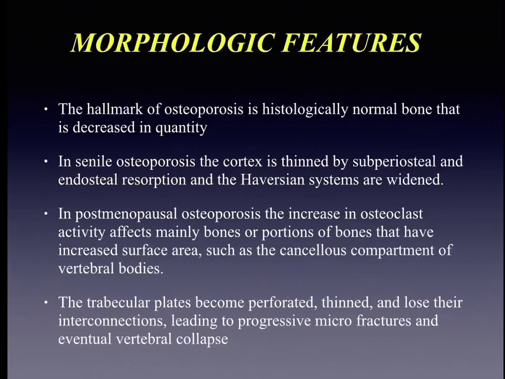In postmenopausal osteoporosis, there is also increase in the osteoclast activity, which affects mainly bones or portions of the bones which have increased surface area. For example, cancellous compartment of the vertebral bodies. So the trabecular plates become perforated, thinned, and they usually lose their interconnections, which lead to progressive microfractures and eventual vertebral collapse.